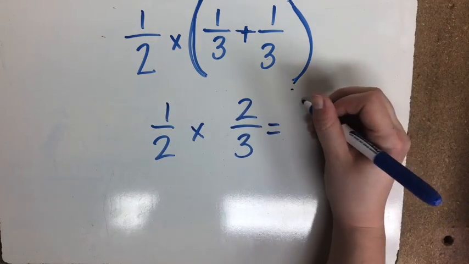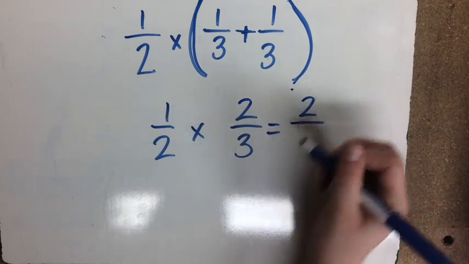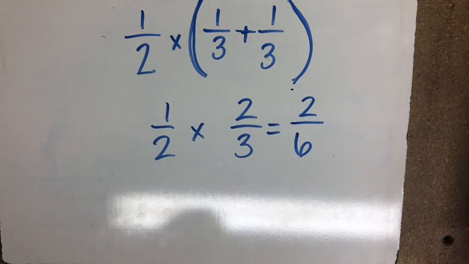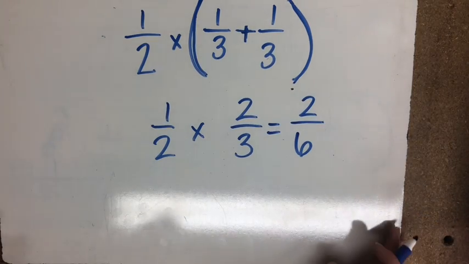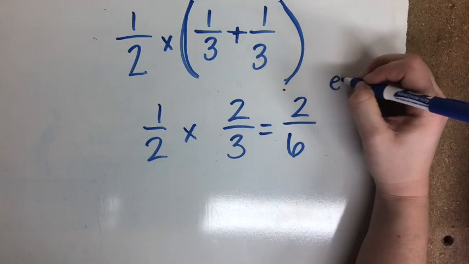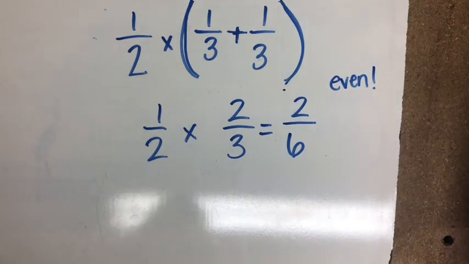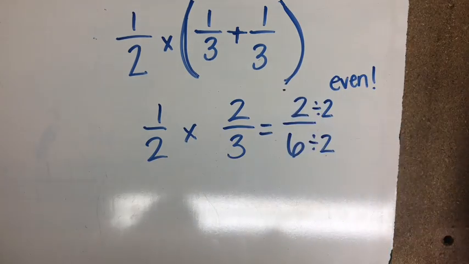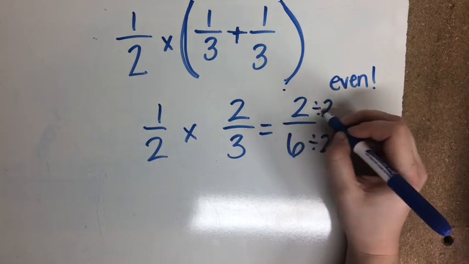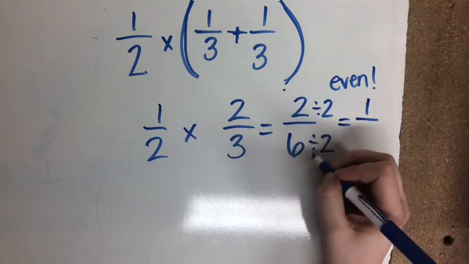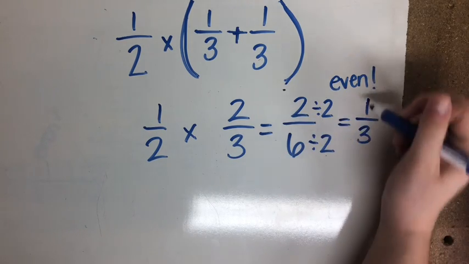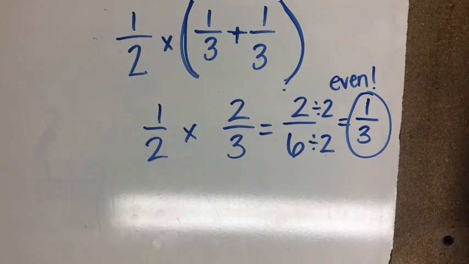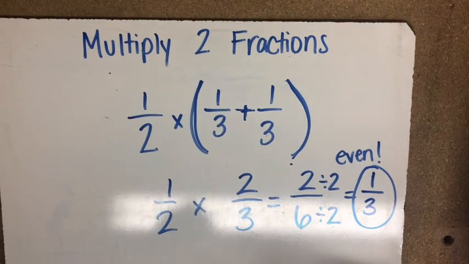1 times 2 is 2. 2 times 3 is 6. Do you think that 2/6 can be simplified? Well, first I noticed that they're both even, which means you can divide 2 out of both the top and the bottom. So 2 divided by 2 is 1. 6 divided by 2 is 3. So 1/3 would be your simplified answer. Okay, that is multiplying 2 fractions.